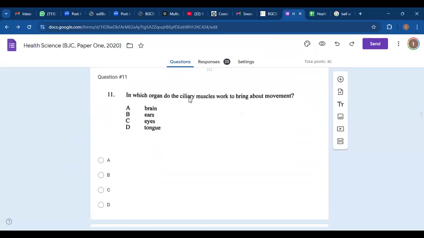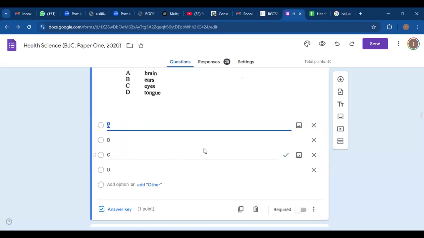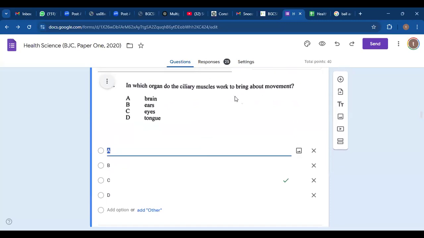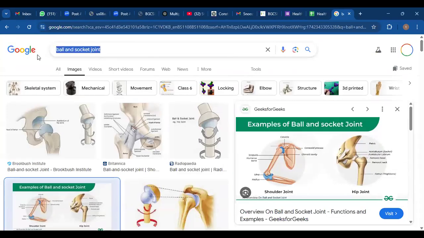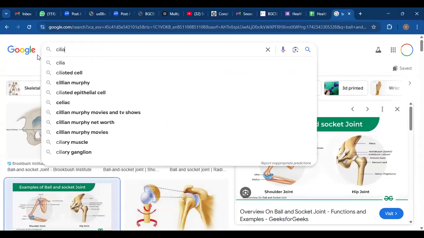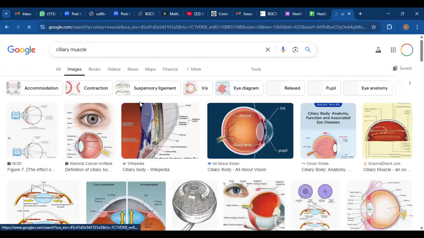Number 11. In which organ do the ciliary muscles work to bring about movement? Your eyes, yes. Are y'all familiar with the ciliary muscles in the eyes? I'll show you a picture. Okay, so as you can see, this is the ciliary body, and they are basically muscles in the eye.